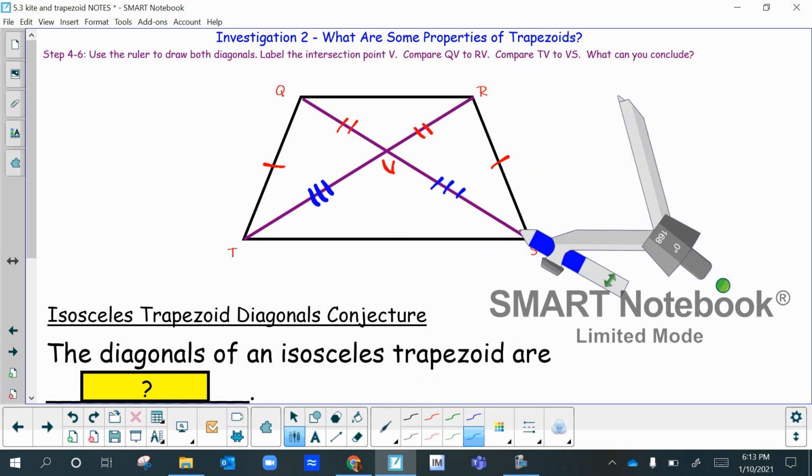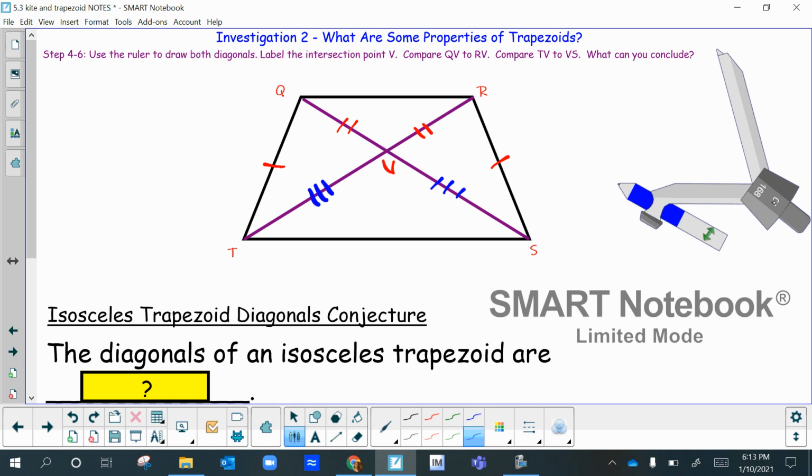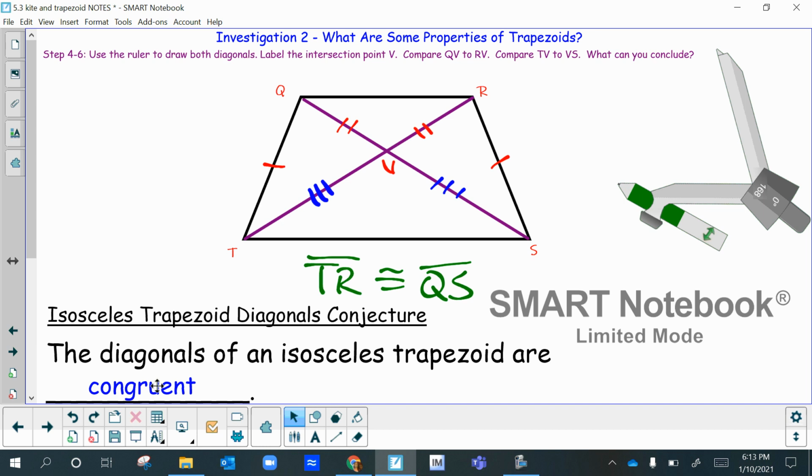Right there, so they are congruent. So what does that tell you about the two diagonals? Well, the whole entire diagonal TR would be congruent to the whole entire diagonal QS. Okay, always and forever in an isosceles trapezoid. So congruent is what goes in that blank.